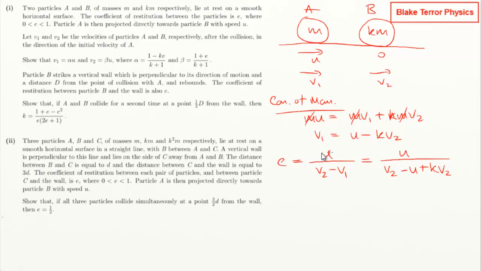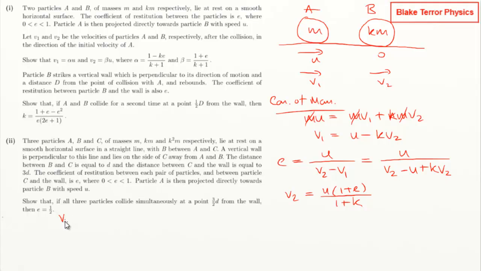What am I going to have? I multiply that across. I've then got to add on an eu to the other side. So I'm going to have u times 1 plus e, and then I'm going to divide by 1 plus k. So that's v2. And what did they give us? Beta times u, 1 plus e over k plus 1. Okay, fair enough. So that's come out okay.